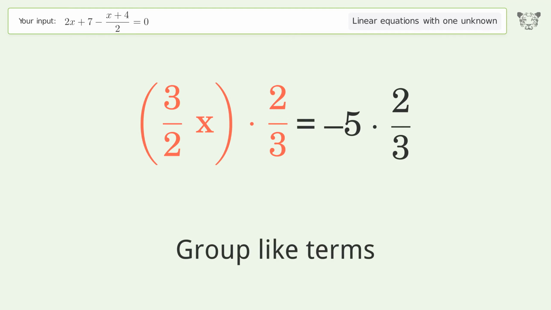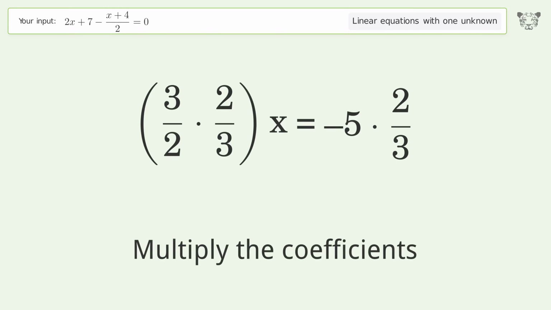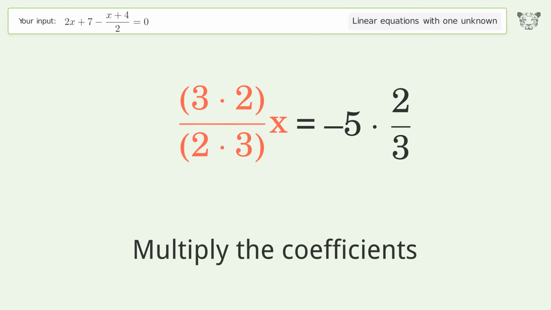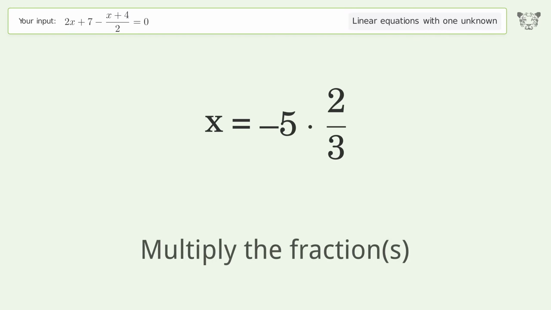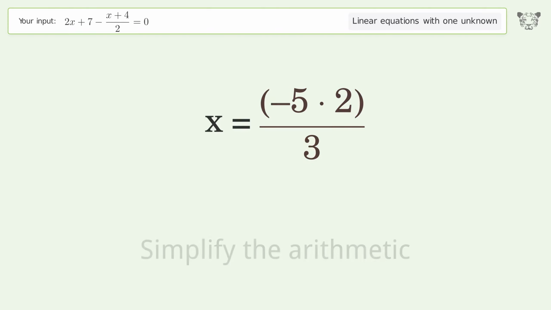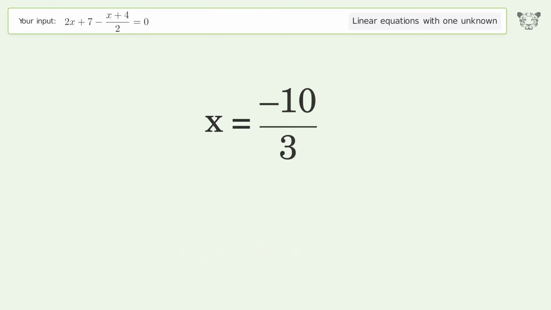Group like terms. Multiply the coefficients. Simplify the fraction. Multiply the fractions. Simplify the arithmetic. And so the final result is x equals -10/3.